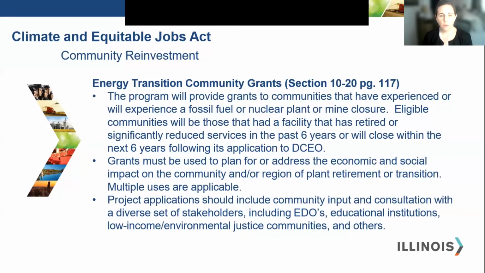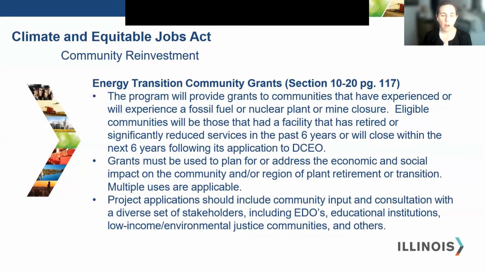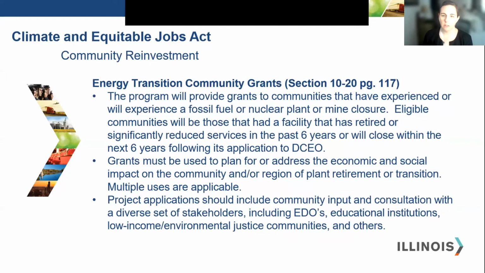The grants are to be used to plan for or address the economic and social impact on the community of the plant retirement or that transition. DCO will also determine what the eligible uses will be, but it will likely include things like planning, recovery support, economic recovery support, property tax loss replacement, support for economic development projects, workforce development, whatever the community feels is necessary to help them recover from the loss of that coal plant or coal mine. Next slide, please.